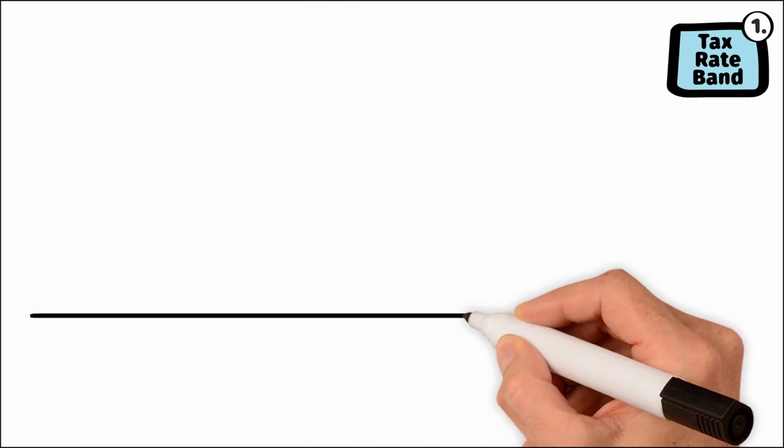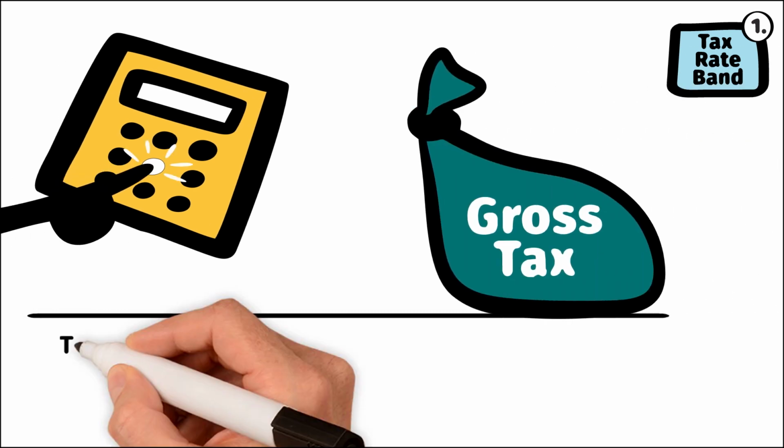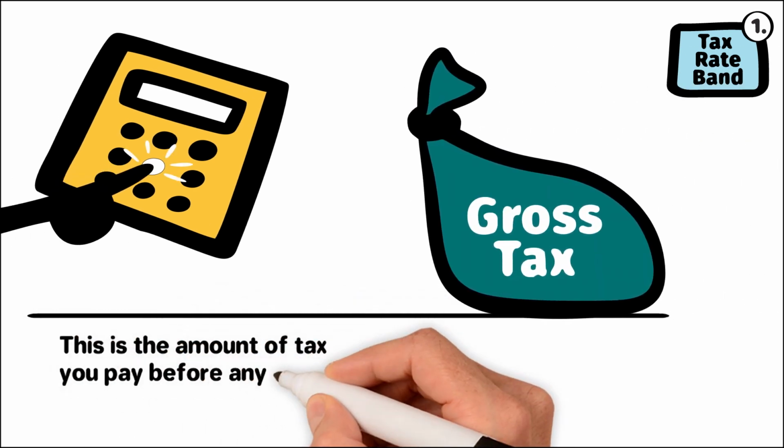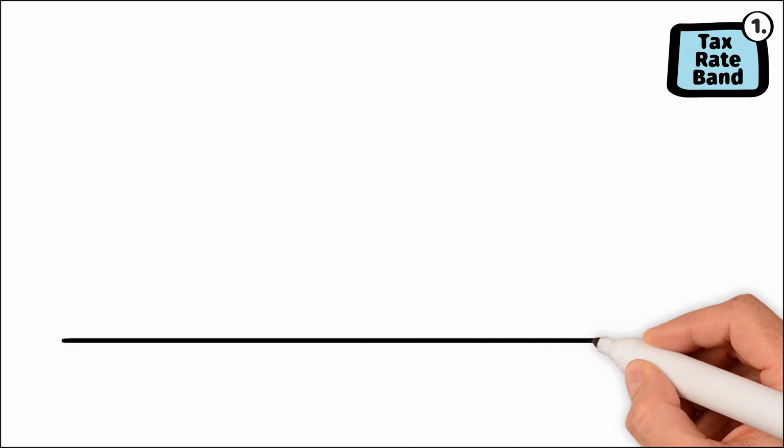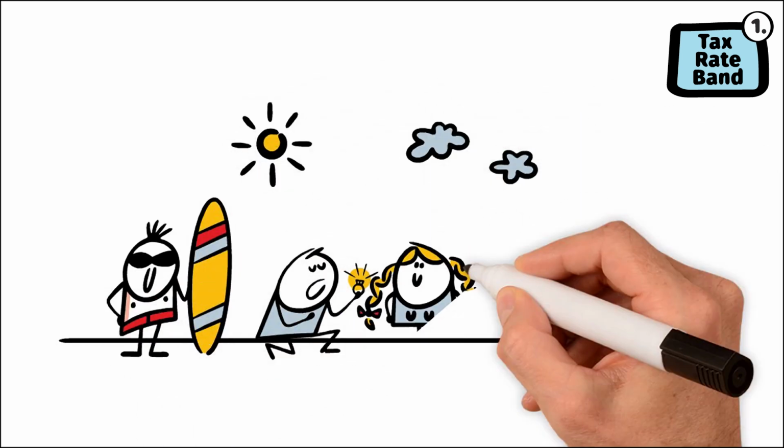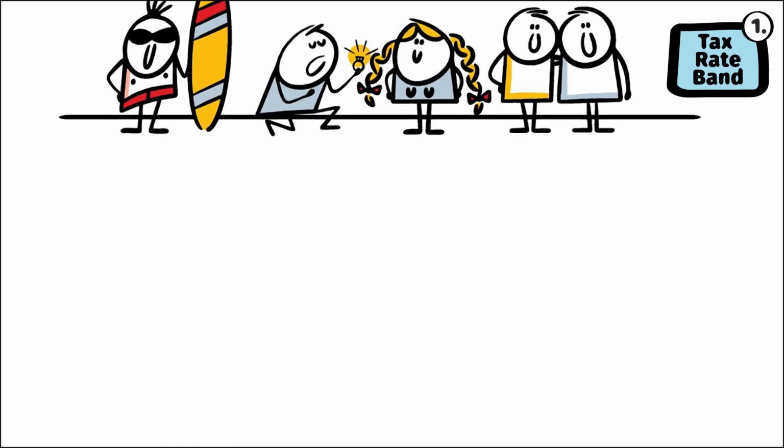Your tax rate band is used to calculate your gross tax. This is the amount of tax you pay before any deductions. Your tax rate band is based on your individual circumstances, for example, if you are single, or if you are married, or in a civil partnership.